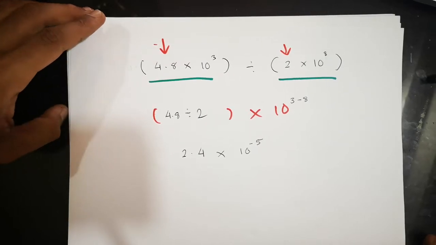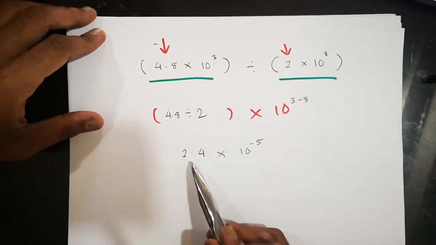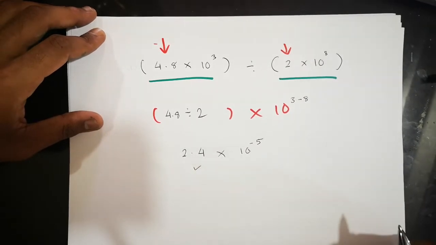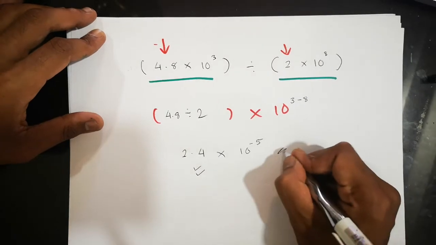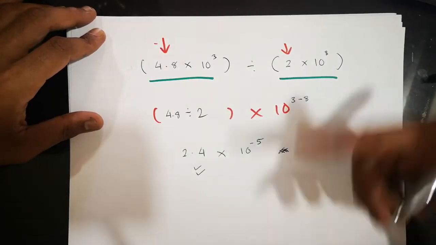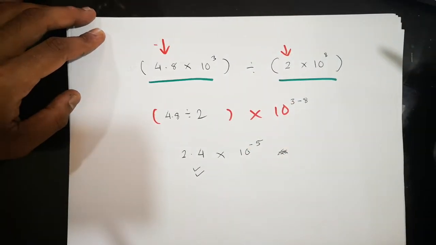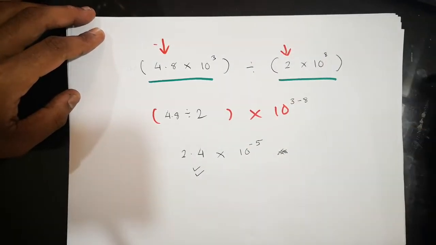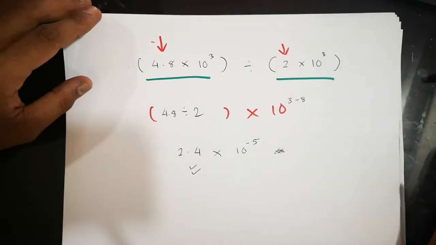So now check, is this in standard form? Is it bigger than 1? Tick. Is it smaller than 10? Tick. So this is your final answer. I'll recap division again. The A you divide, the power you subtract. That's all. Simple as that.